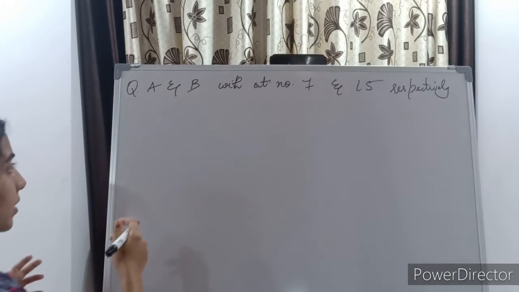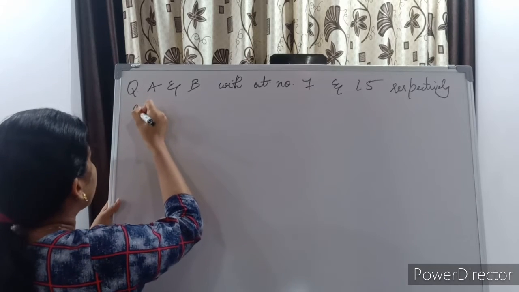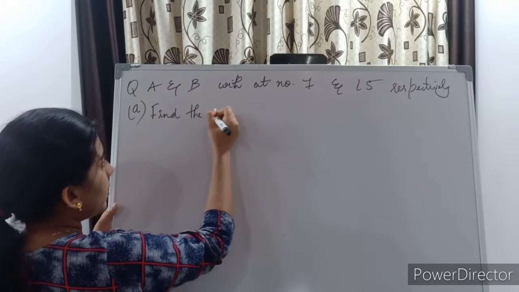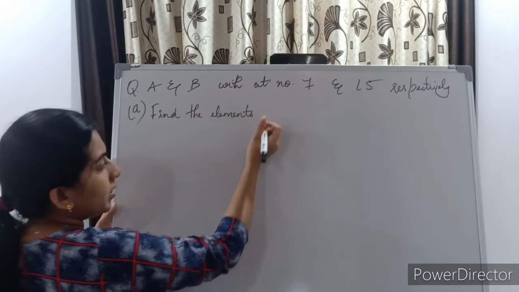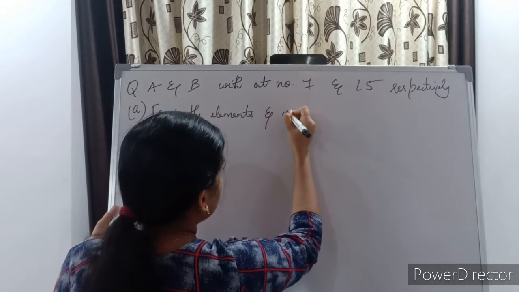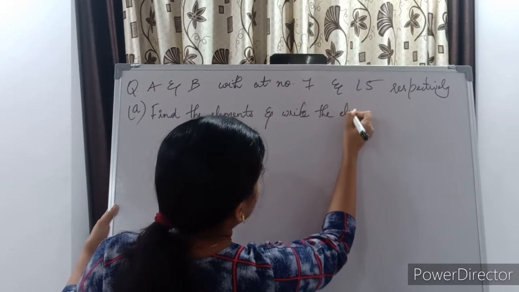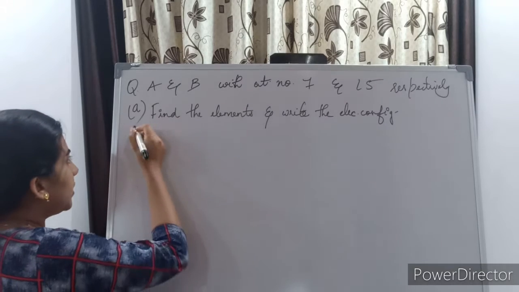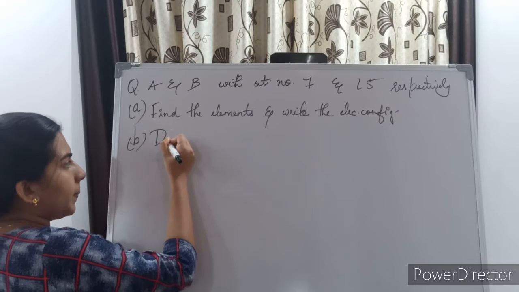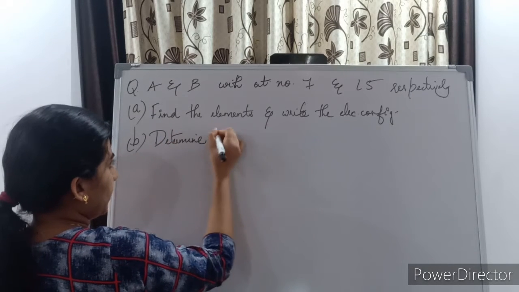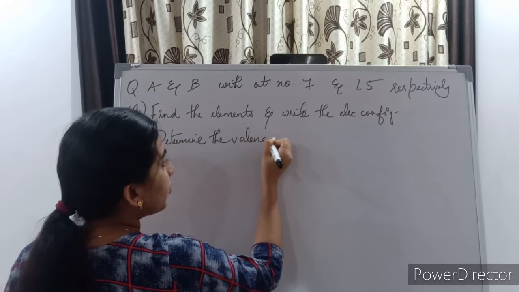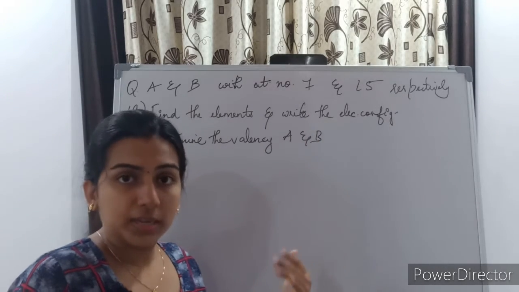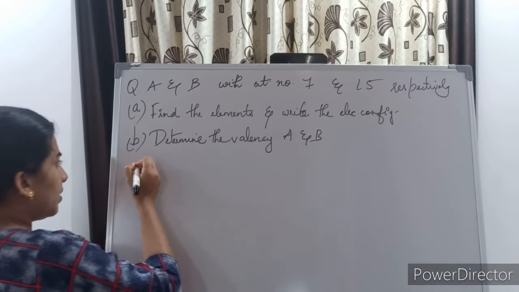Now the question will begin with sub questions. A: find the elements and write the electronic configuration. So this will be the first question, and the second question, question B, will be: determine the valency of A and B. So first we have to determine the elements, then write the electronic configuration, and next determine the valency of A and B.